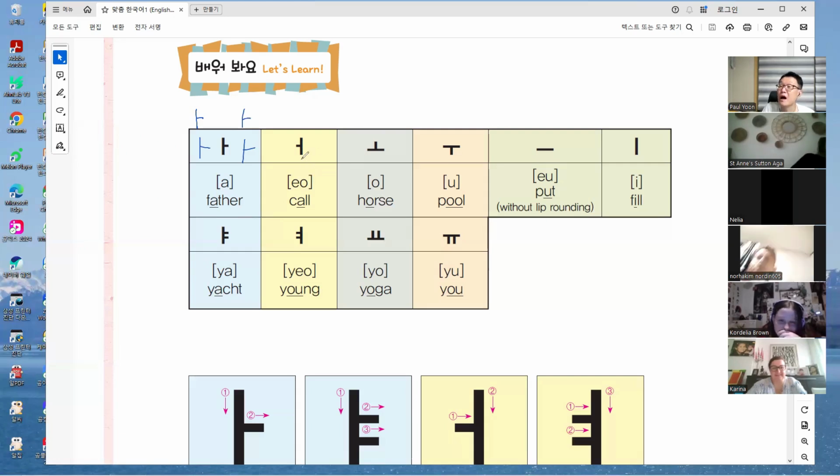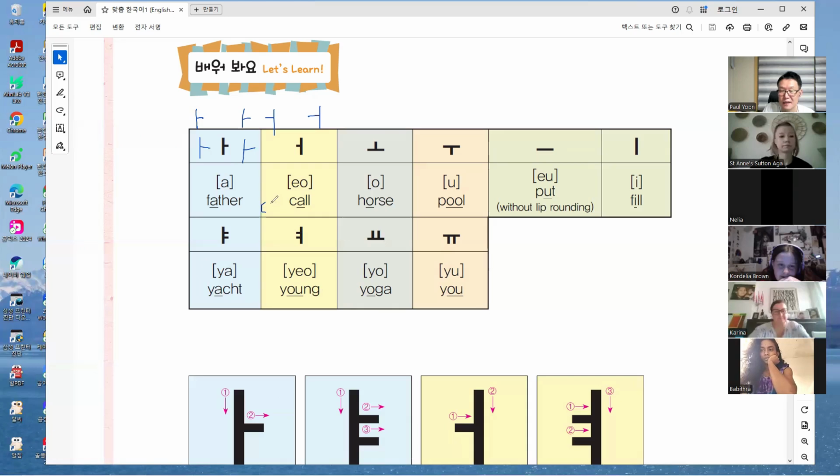And next, this one is eo. One, two. Again, one, two. Opposite way, right? It's like this one. Can you repeat? Eo. Again. Ah, eo, okay, good.